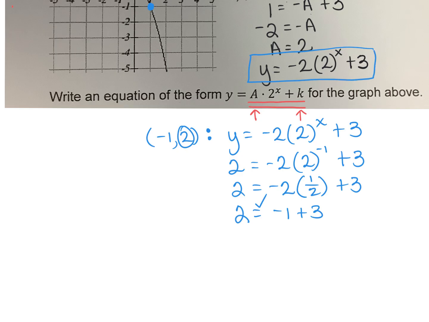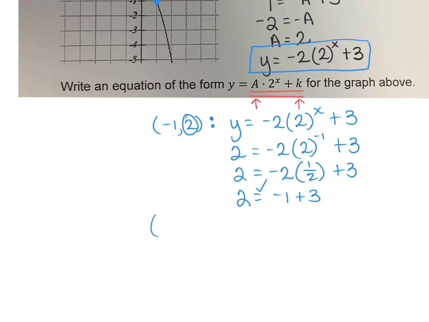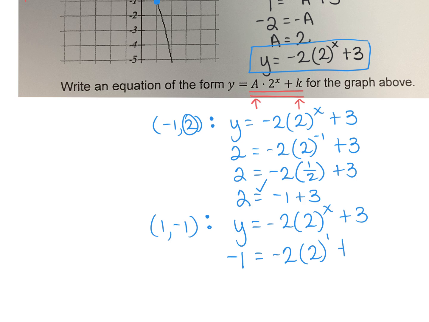I'm just going to show you that maybe you don't like dealing with negatives, and you choose the ordered pair point (1, -1). All right, I'm going to check that one as well. You only have to check 1 to see if it's going to work. So you have y is equal to negative 2 times 2 raised to the x power plus 3. So I have negative 1 here. I have a 2 to the first power here, and then I'm adding 3 to it. So negative 2 times 2 is negative 4, and if I add 3 to that, I do in fact get negative 1. So this is our final answer for this question.